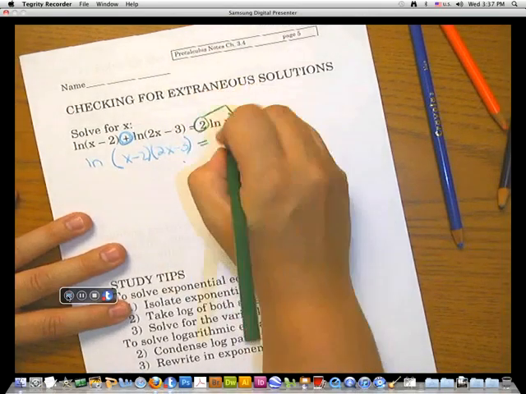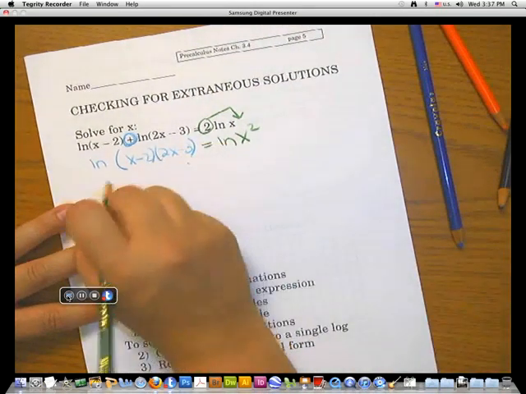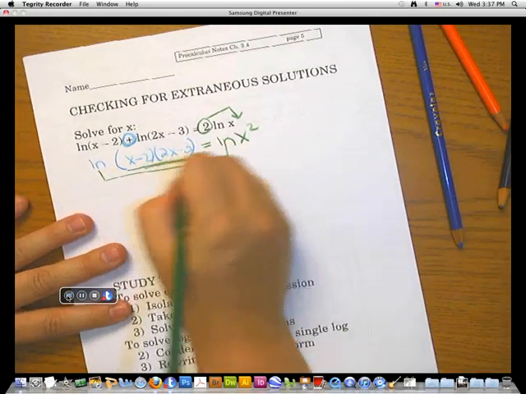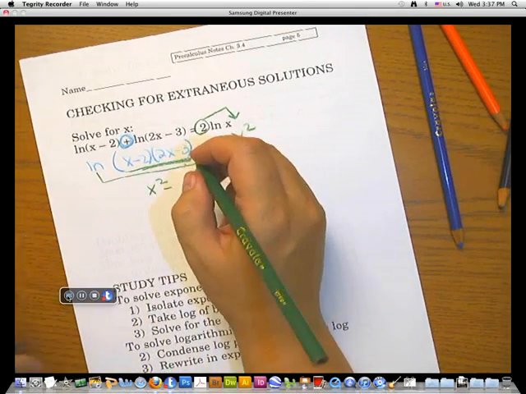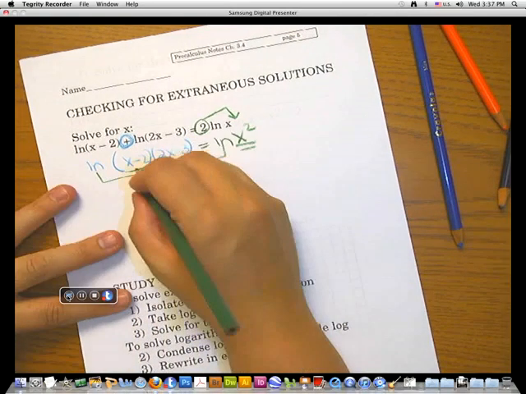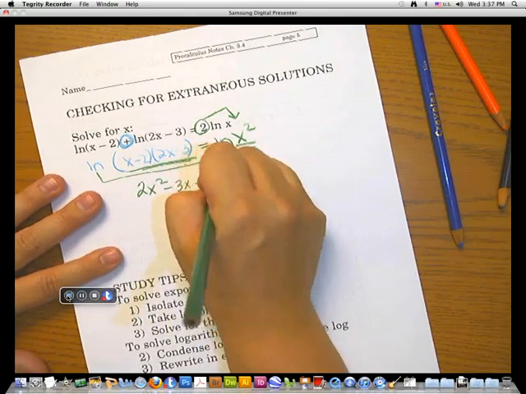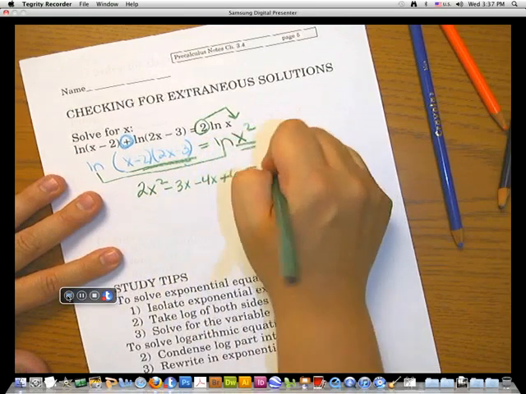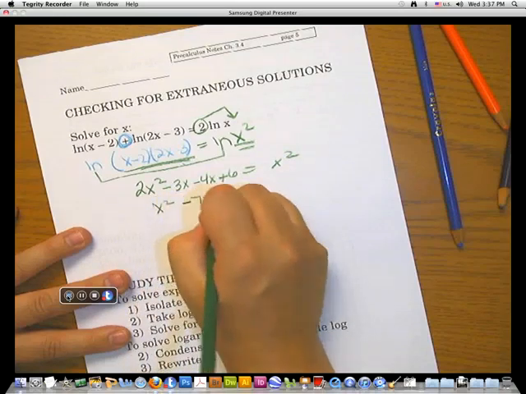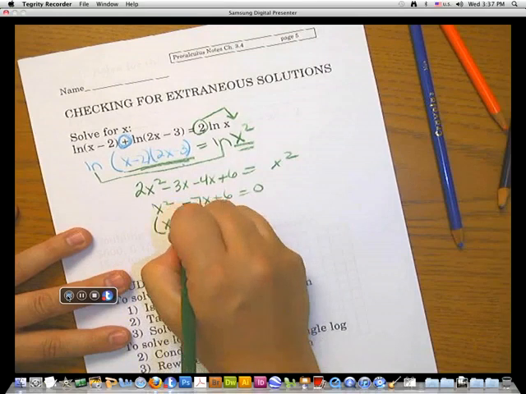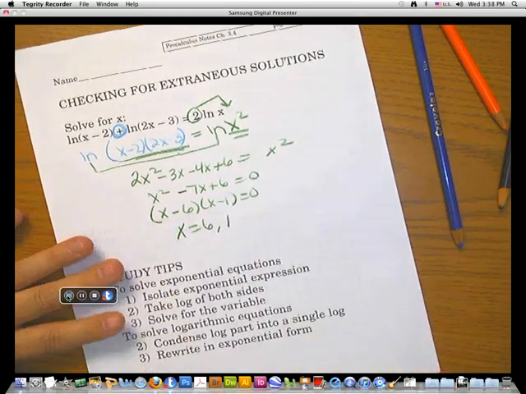If I have a coefficient, I also have an exponent. So now, if my natural logs are the same, then so are the pieces. So I'm going to get x squared, 2x squared, sorry, 2x squared minus 3x minus 4x plus 6 is the same as x squared. Therefore, x squared minus 7x plus 6 is 0. So x minus 6, x minus 1. So x is 6 or 1.